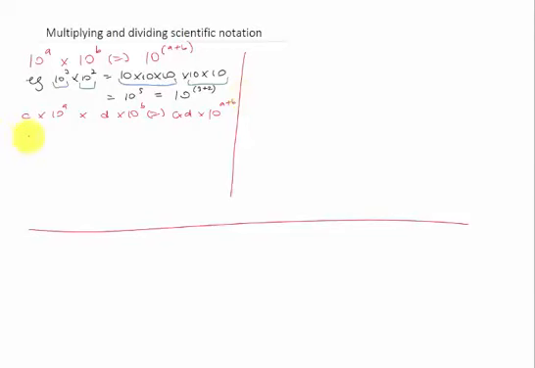Again, let me show you an example. If we've got 3 times 10 to the power 3 times 2 times 10 to the power 2, here we've got the coefficients and the exponents to deal with. But anyway, that's 3 times 10 times 10 times 10 times 2 times 10 times 10. Then we can regroup them together. You can multiply numbers in any order you like.